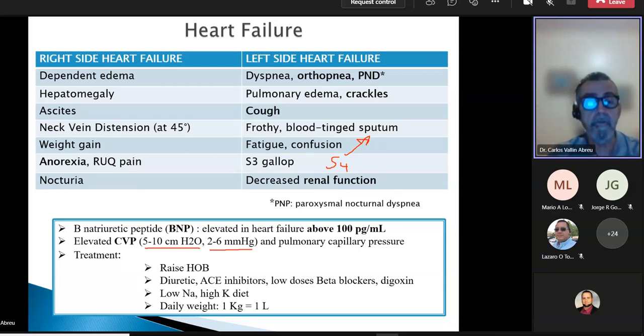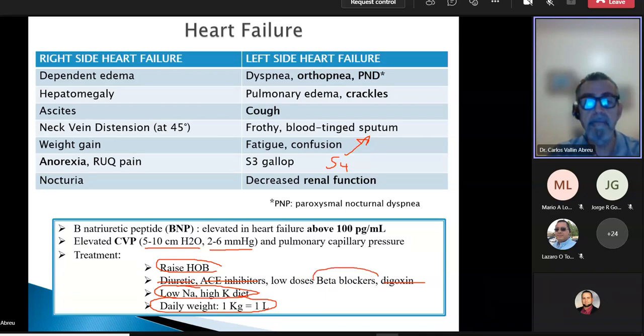Of course, what you expect in those clients: you elevate the head of the bed, you have a diet low in sodium, high in potassium. You may advise the client to weigh daily, or at least every 2 days. And you expect diuretics, loop diuretics, ACE inhibitors as a vasodilator, digoxin, that you know increases the contractility of the heart, and it is very important. Low dose of beta blockers.